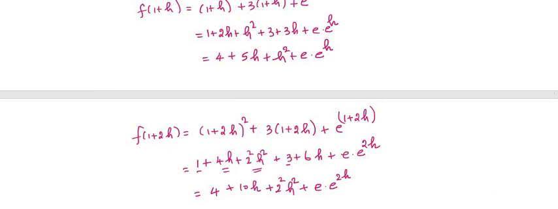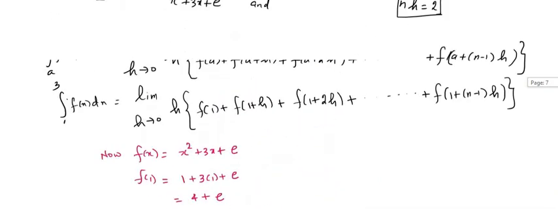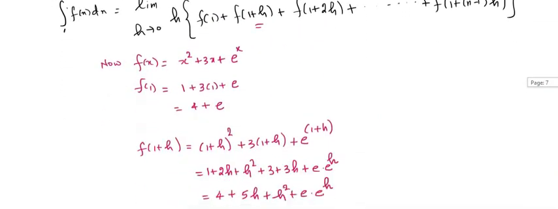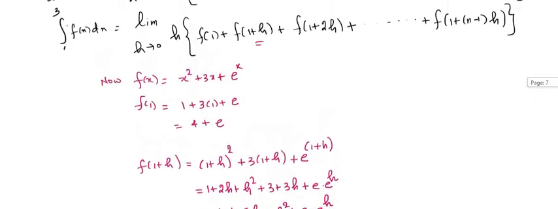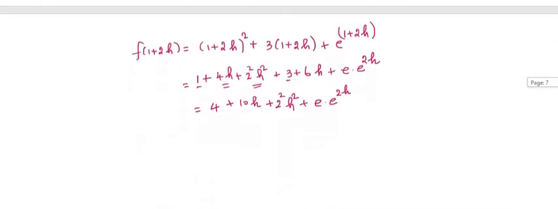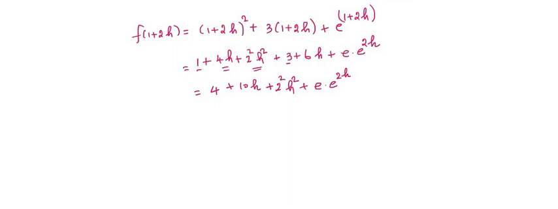Therefore, I got the first term f of 1, then f of 1 plus h, then f of 1 plus 2h. Now the last term is f of 1 plus (n minus 1)h. Even if we cannot find it directly, I can find the pattern and write it, or even if I want, I can do this one.